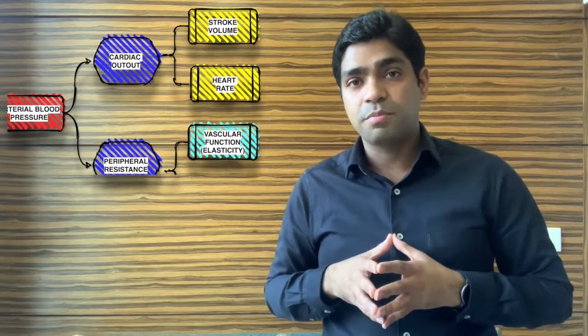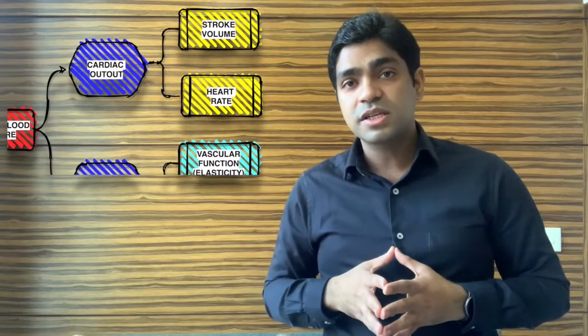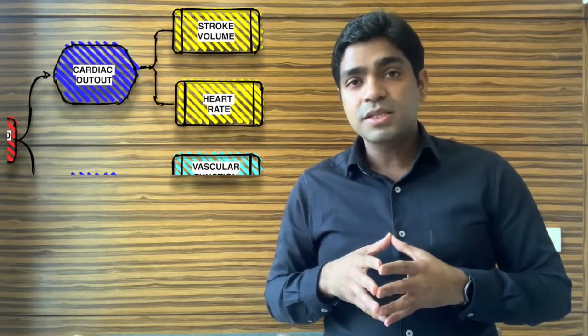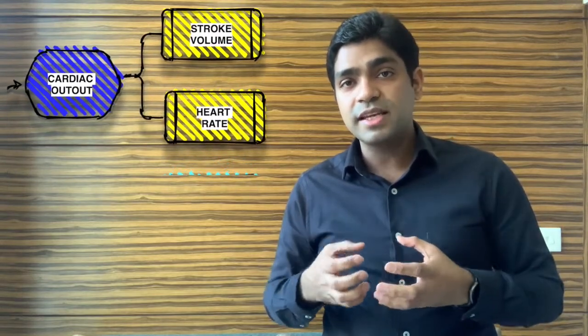The first parameter is cardiac output, or the output from the heart. The amount of blood that flows from the heart is a contributory factor to the blood pressure. When we refer to cardiac output, we again refer to two things. The first is the stroke volume. Stroke volume means how much blood the heart is pumping in each contraction. So you can easily imagine that if there is a blood vessel which carries X amount of blood, and if you pump more blood through it, the pressure exerted will be more because the blood volume or flow is more. So this is referred to as stroke volume, and the higher the stroke volume, the higher the blood pressure.